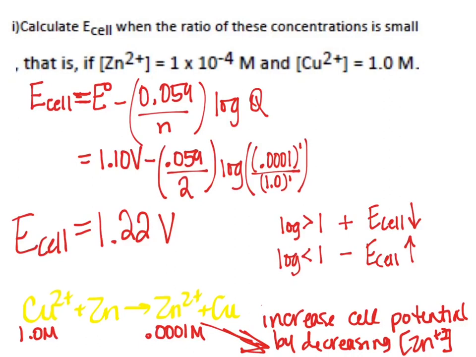Why did they choose E to represent cell potential?